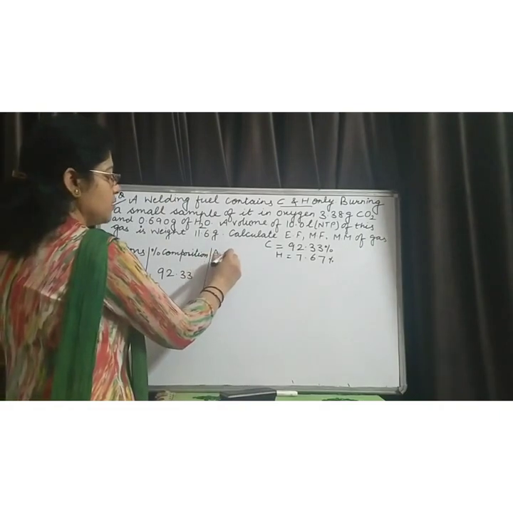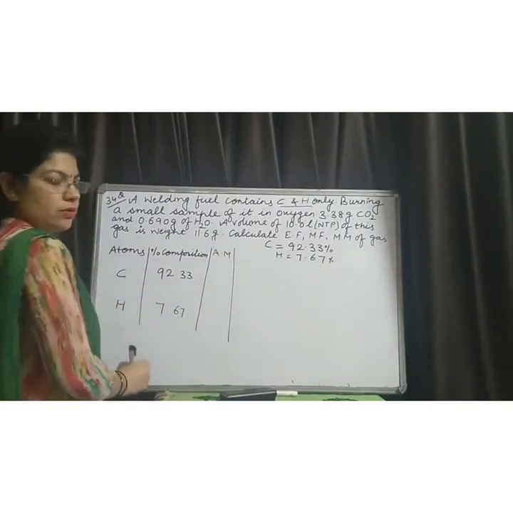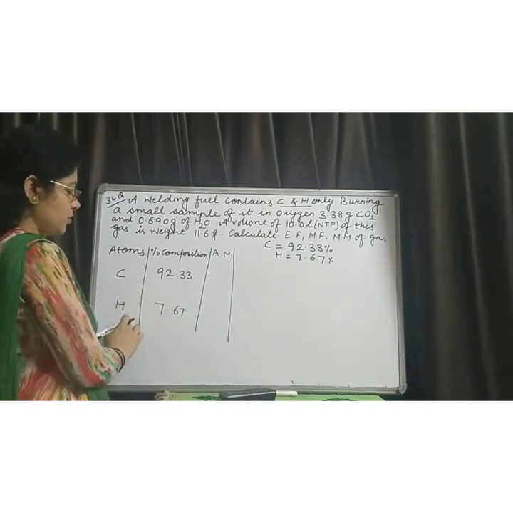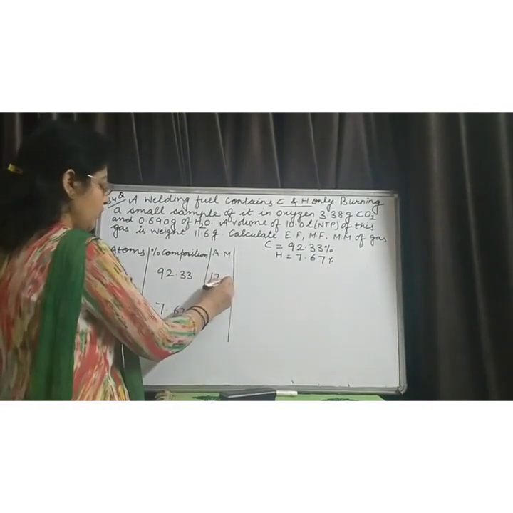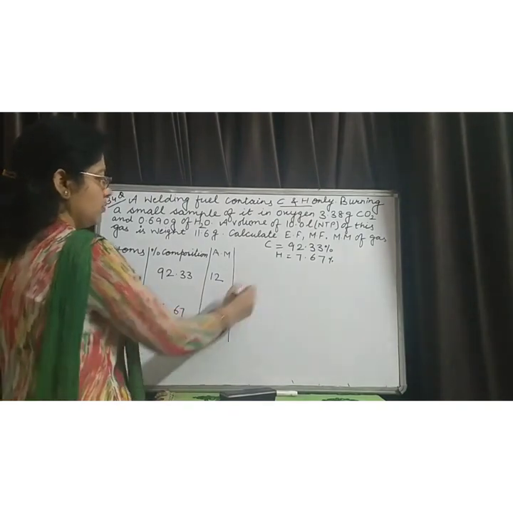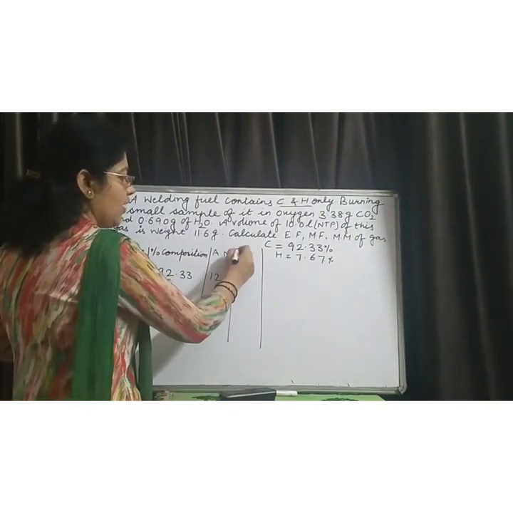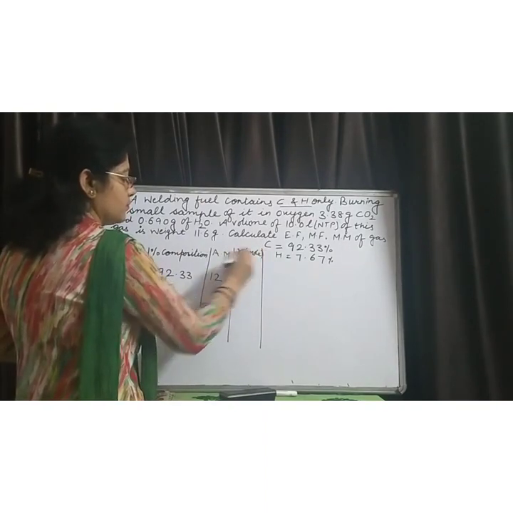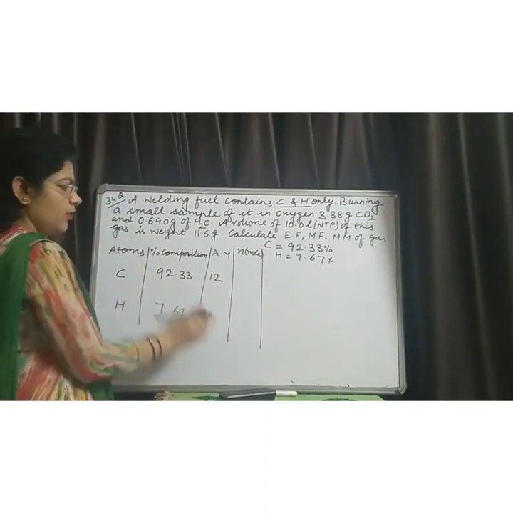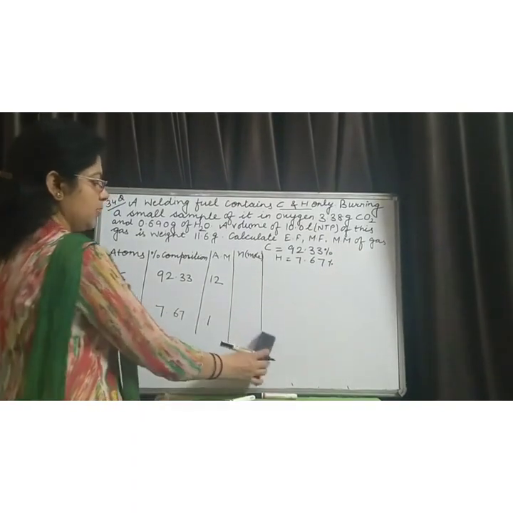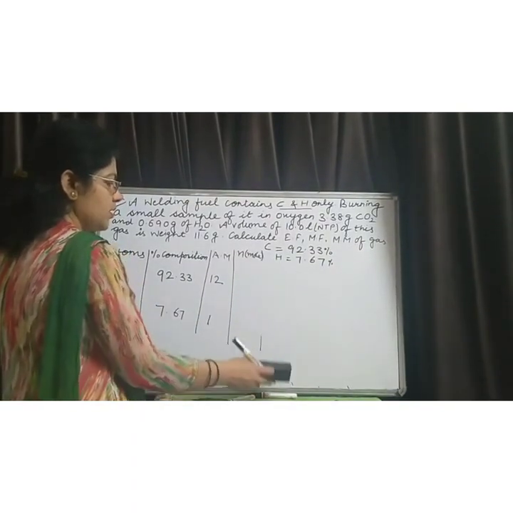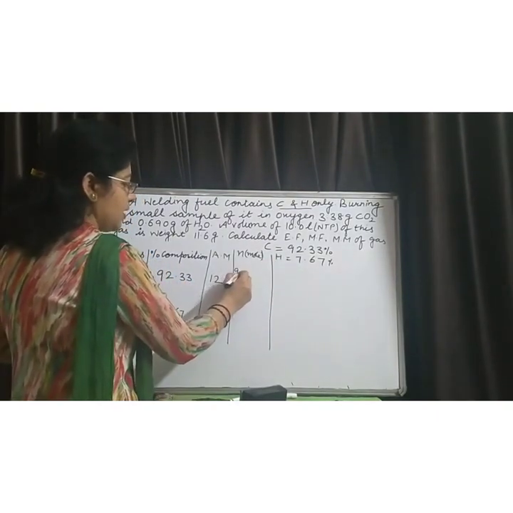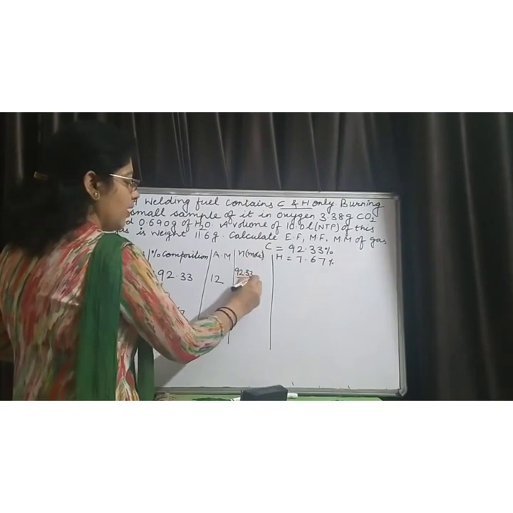Next, their atomic mass. We have already known the mass of carbon and hydrogen. The mass of carbon is 12 and mass of hydrogen is 1. Next, we have to find the relative number of moles. For this, divide percentage composition by its atomic mass, that is 92.33 divided by 12.